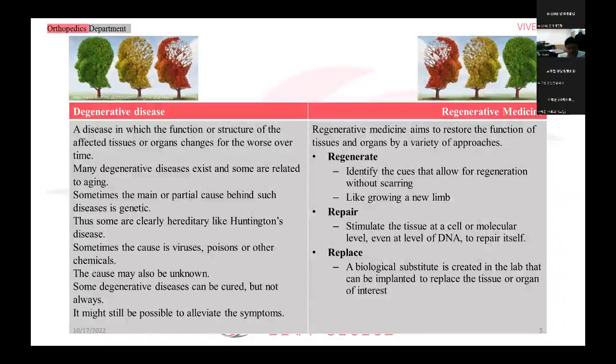Sometimes the main or partial cause behind such a disease is genetic. Another important thing is that some viruses and poisons, or some kinds of chemicals, also cause degenerative phenomena in our body. So we have to regenerate our body. That is the major task while we are treating patients who have degenerative features.